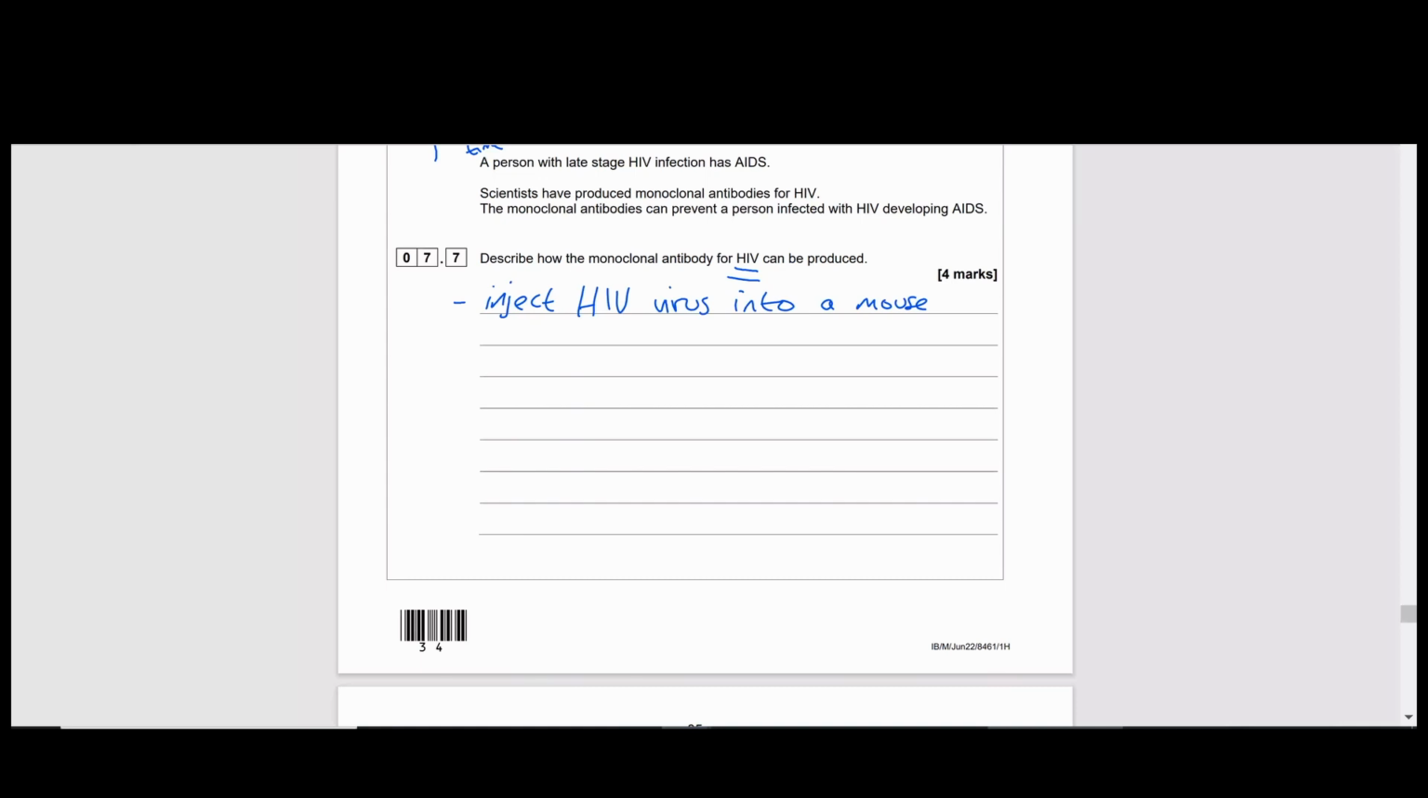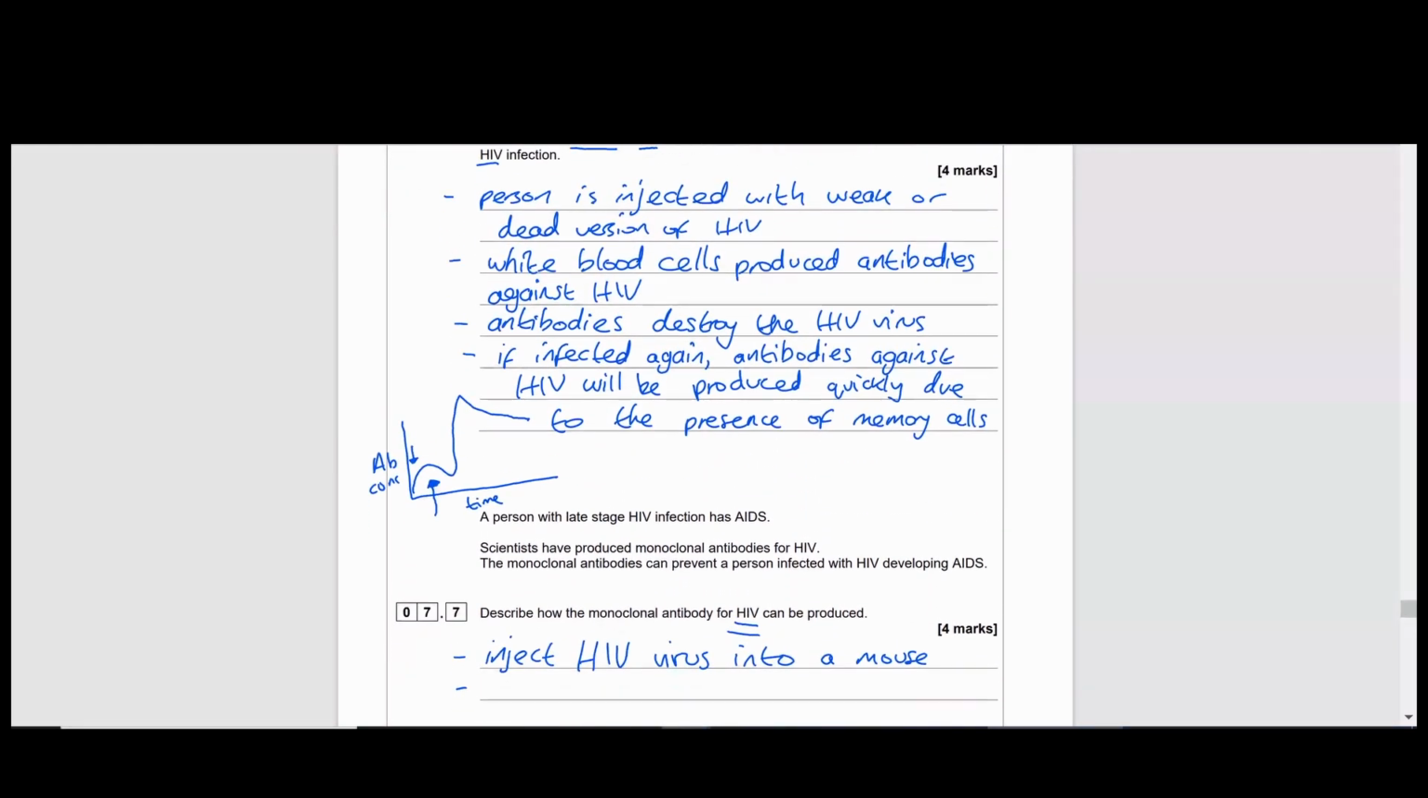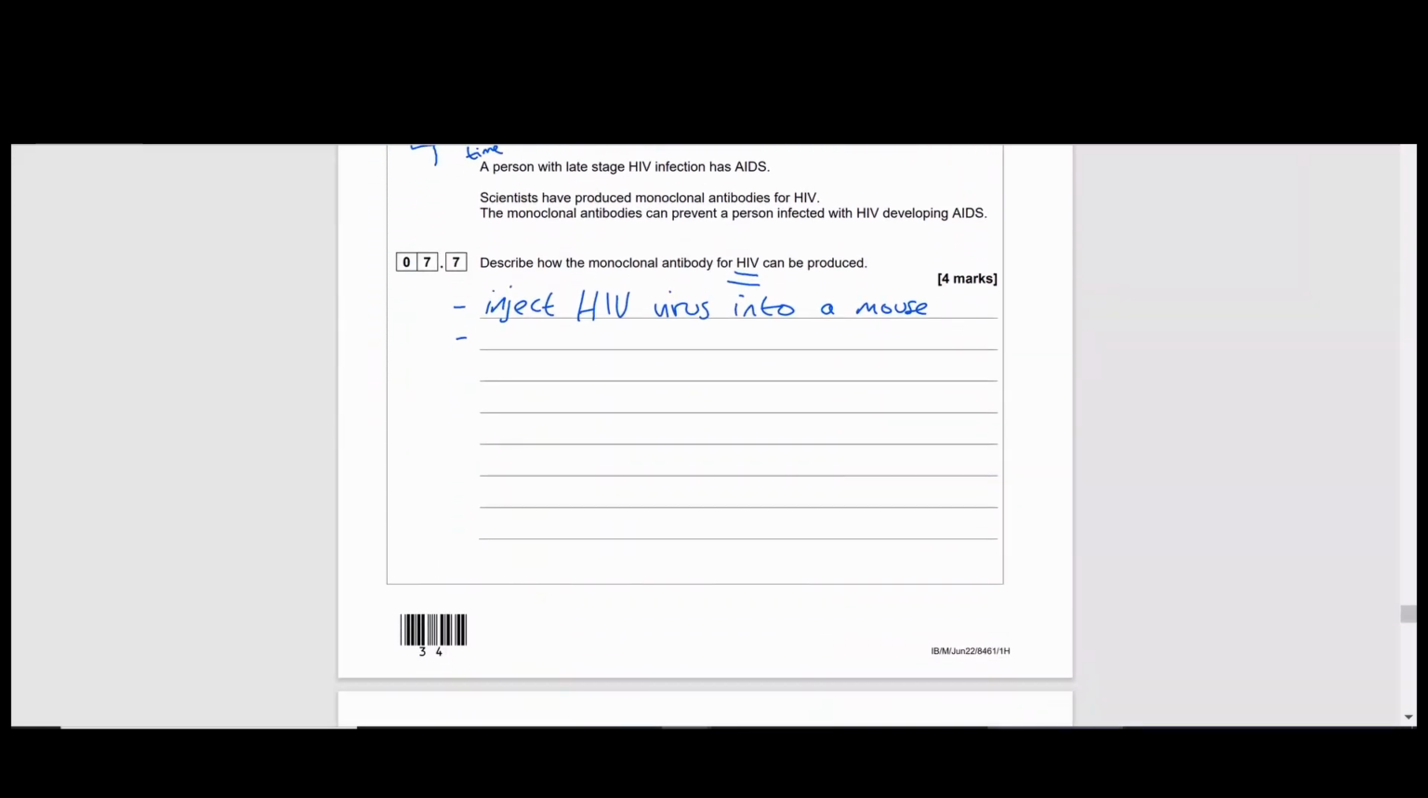What will happen then? Now, similar to our vaccine, there will be some production of antibodies, absolutely. However, in this case, we now need to specify the type of white blood cell which is producing antibodies. And this is called the lymphocyte. So lymphocytes are produced against HIV, which means that they will produce antibodies which are specific to HIV.